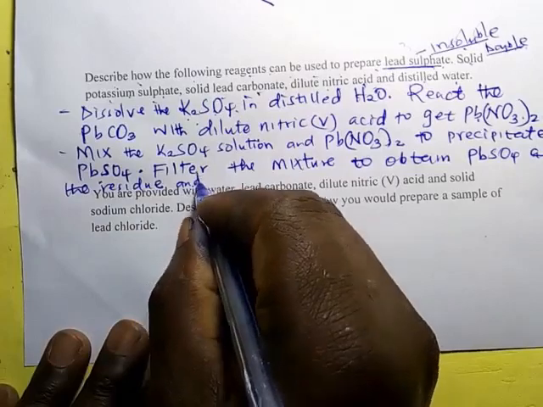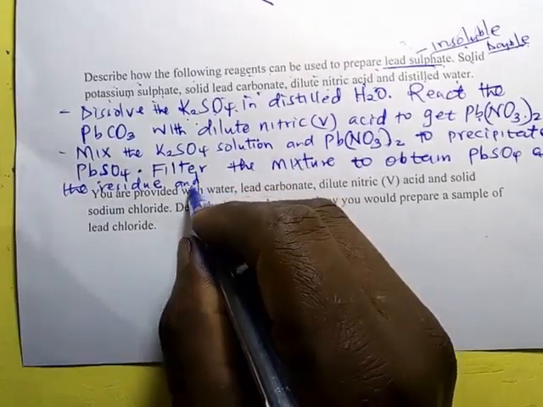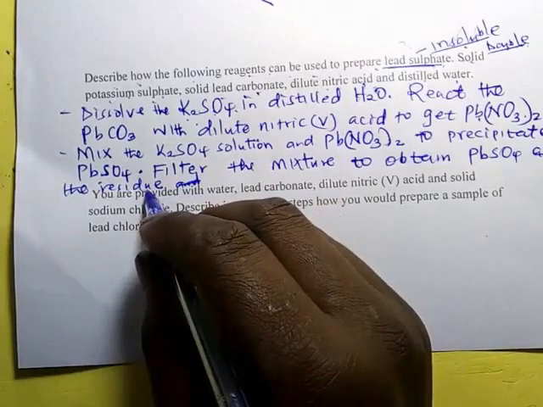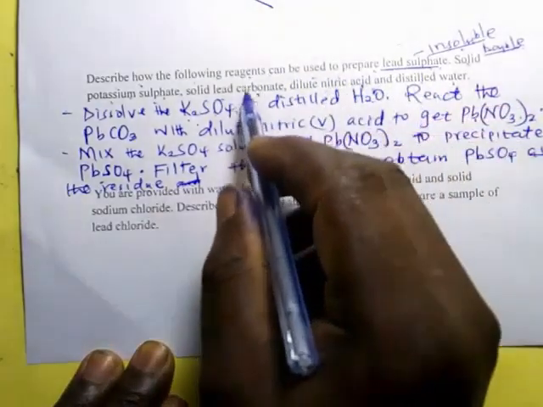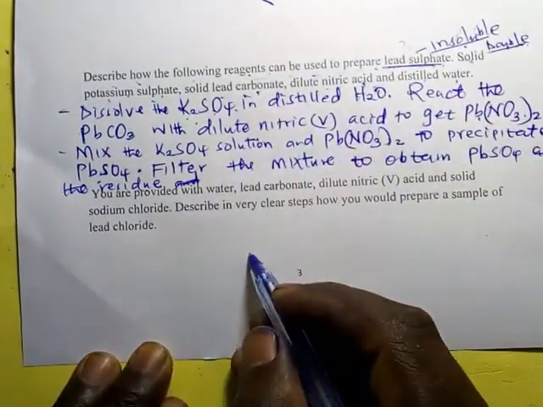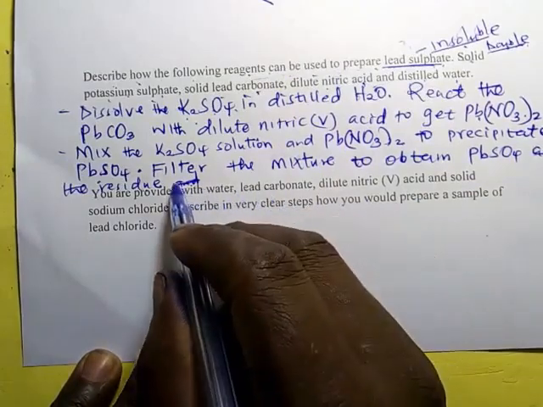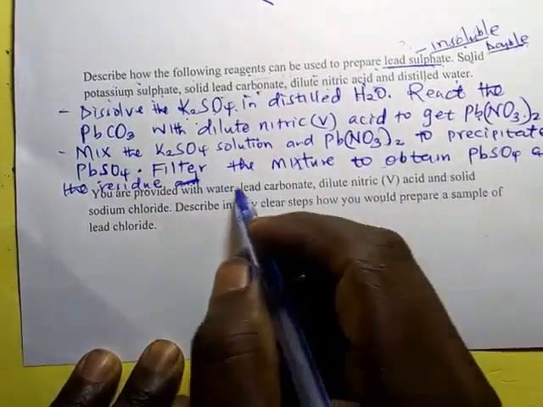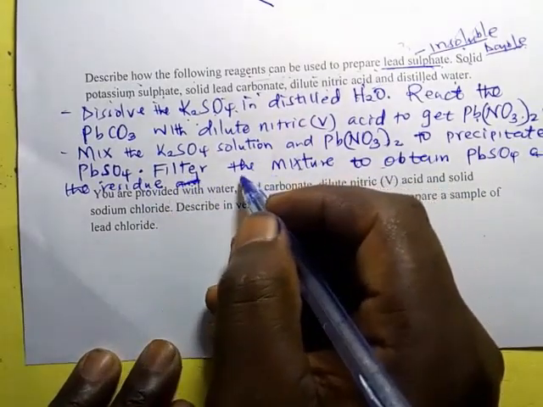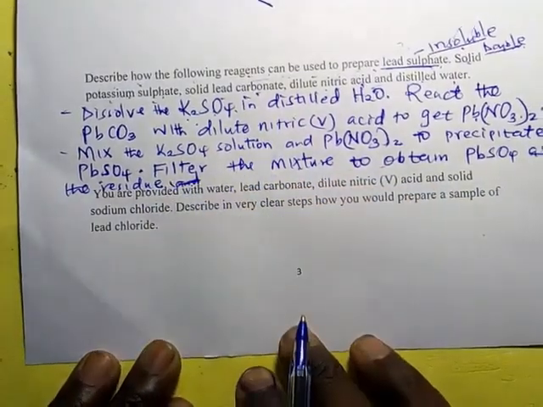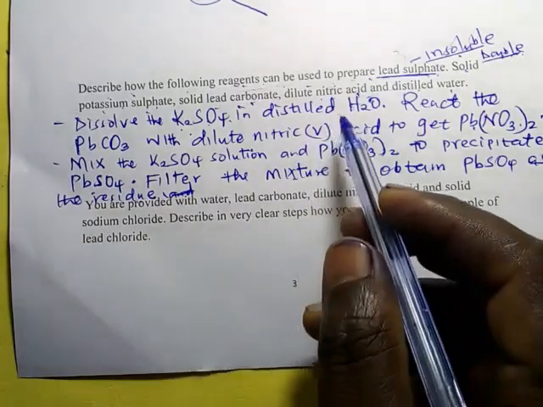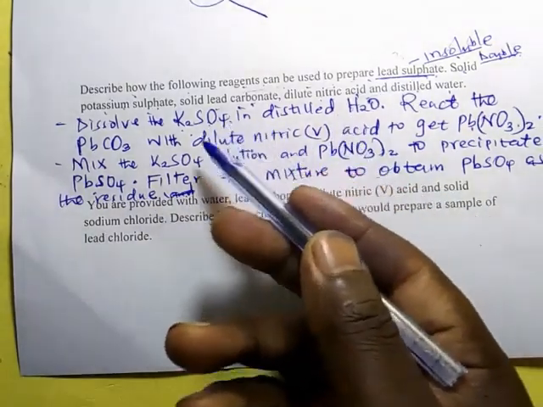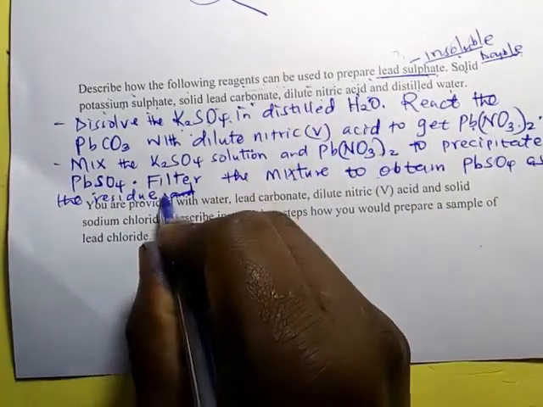Then what is next? Because we wanted to prepare lead sulfate, there is no need of washing. We can leave at that point. So filter the mixture to obtain lead sulfate as the residue, and that is all. We stop at that point. If we are asked to prepare pure, we need to wash it. If we were asked to give a dry solid, we need to dry it, but here we are not asked to dry it, so we can stop there.